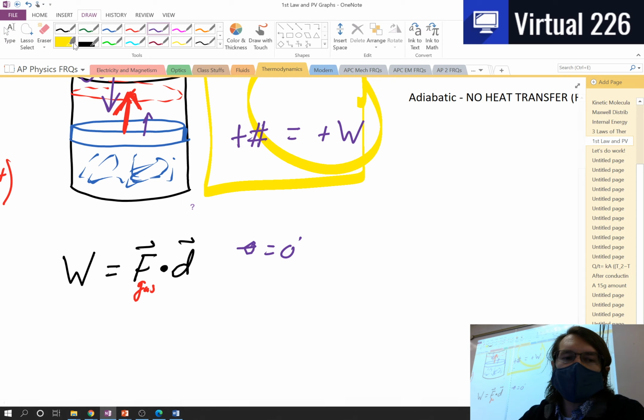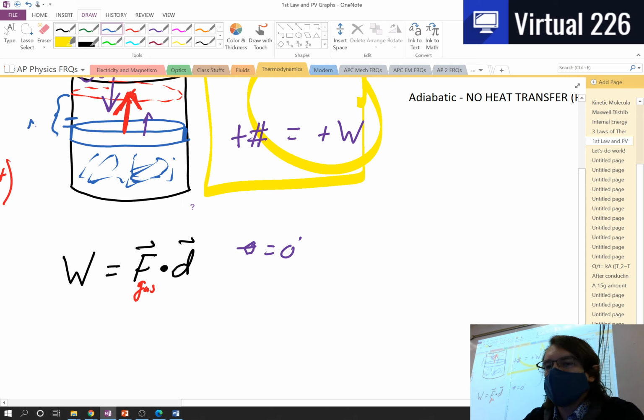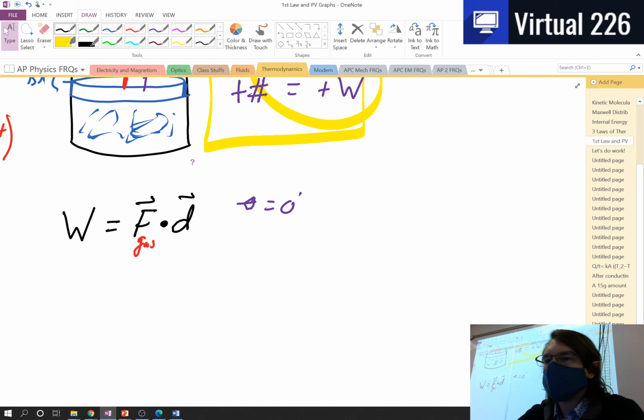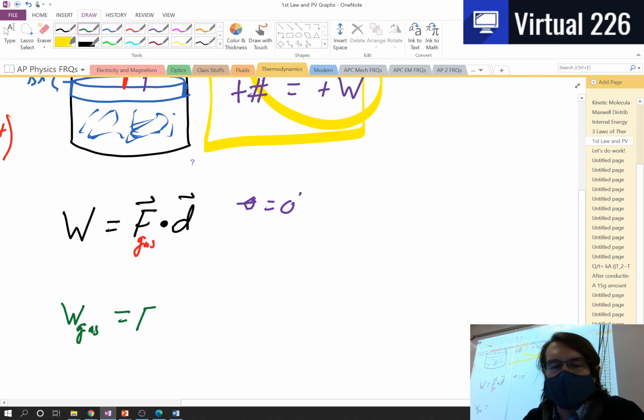What we can say then is, let's pretend that instead of looking from the start to the finish for this entire delta D, let's just look at a tiny piece of it, and we'll just call it delta L. We could have called it delta D, we could have called it delta X, whatever, it doesn't really matter. Let's just call it delta L. That's how I have it written. So the work done by the gas is equal to the force from the gas multiplied by some delta L.